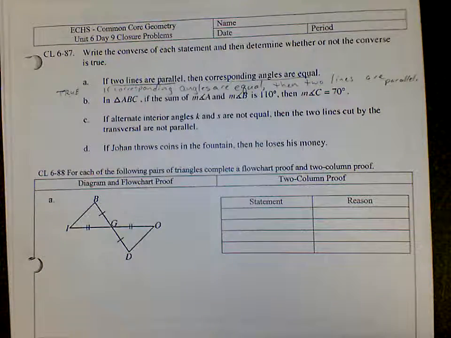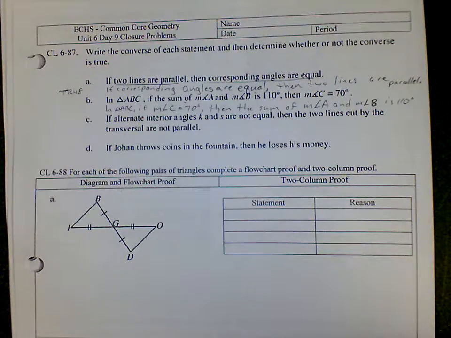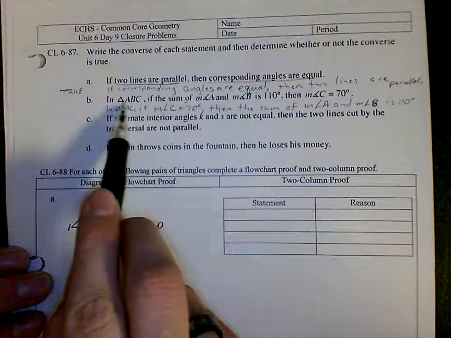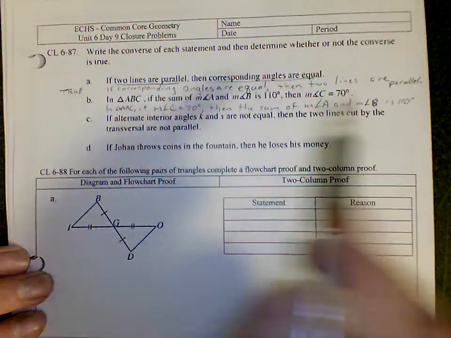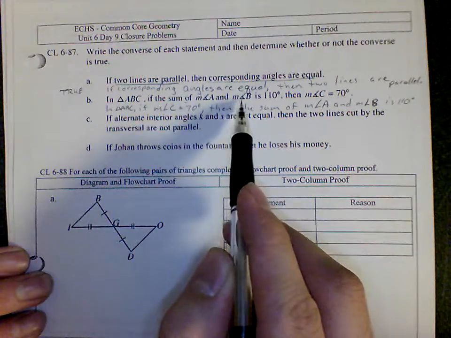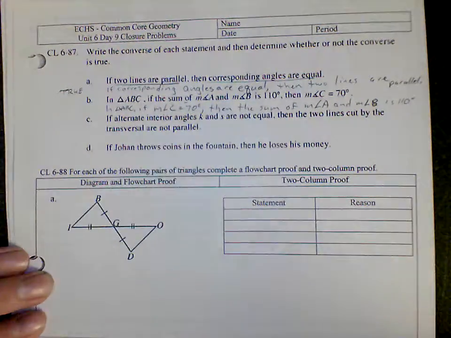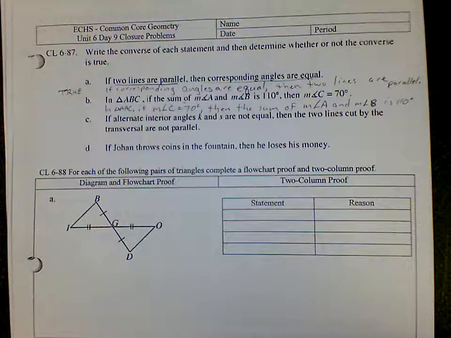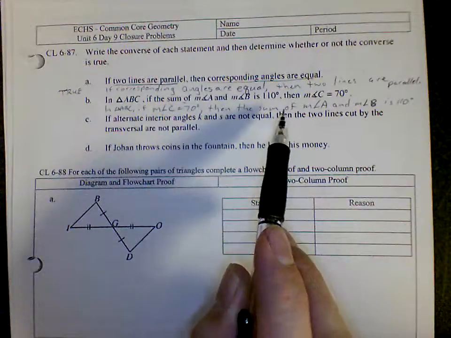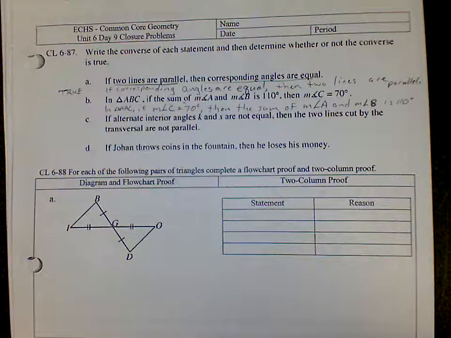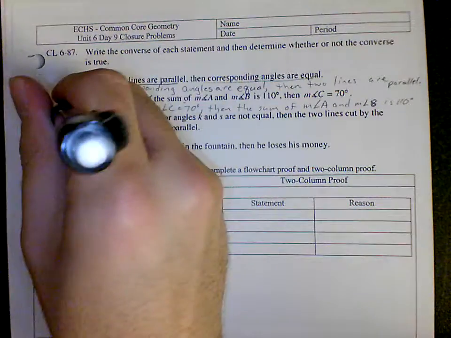Next one, letter B. Go ahead in the question and give me the converse of this one on your own. So my converse statement is in triangle ABC, if the measurement of angle C is 70 degrees, then the sum of measurement of A and the measurement of angle B is 110 degrees. This is a true statement, because if one angle in a triangle is 70, then the other two have to sum up to 110 degrees. So true.